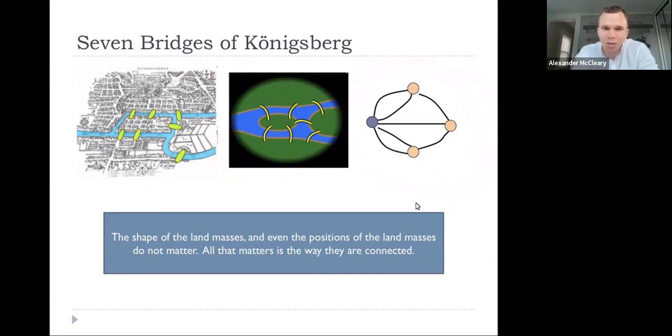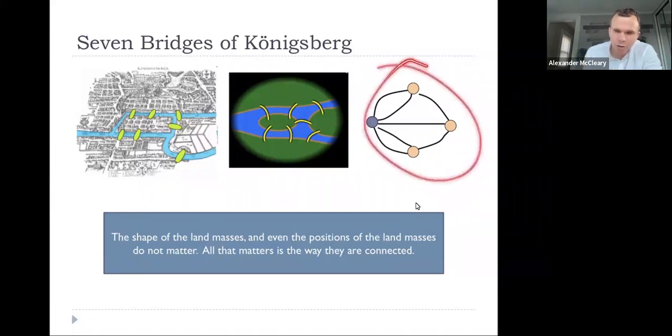The answer, it turns out, is no. You cannot find a path that crosses each bridge once and only once. The fundamental idea here is that the shape of the landmasses does not matter at all, nor does their location in space. All that matters is the way that they're connected. That's what this picture is capturing. It's getting rid of all the unessential information, and what we're left with is just the information needed to solve this problem.